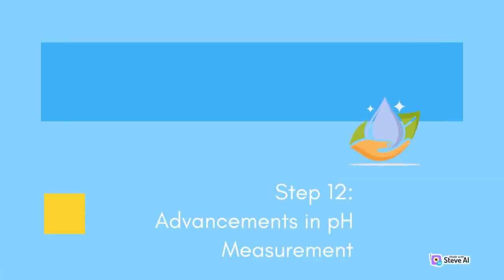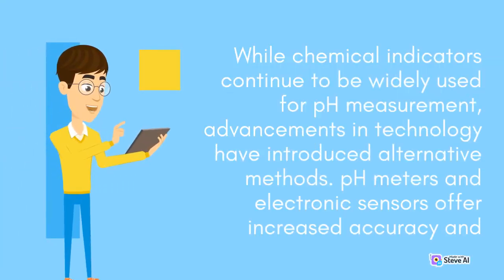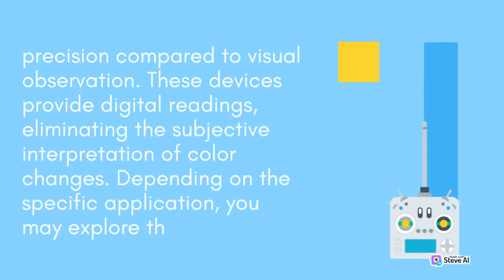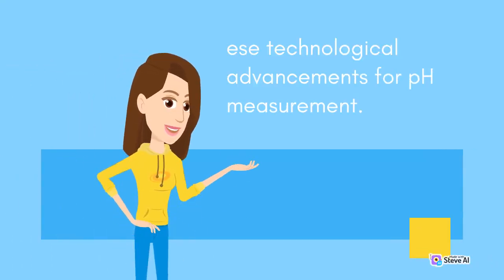Step 12. Advancements in pH measurement. While chemical indicators continue to be widely used for pH measurement, advancements in technology have introduced alternative methods. pH meters and electronic sensors offer increased accuracy and precision compared to visual observation. These devices provide digital readings, eliminating the subjective interpretation of color changes. Depending on the specific application, you may explore technological advancements for pH measurement.